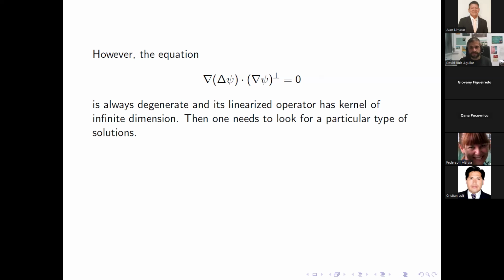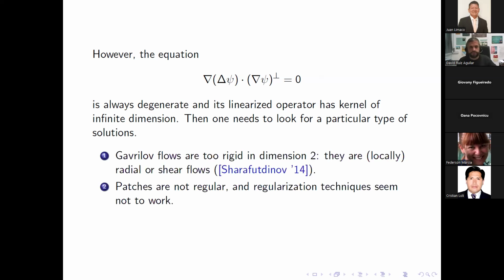Good. So what can be this specific type of solutions? Well, I thought about Gavrilov flows, in which the pressure is constant along the streamlines. Maybe one approach could be to try to do the same thing in dimension 2 and to look for solutions in this form. But it turns out that in dimension 2, Gavrilov flows are too rigid. Actually, if you want them to be compactly supported, then you only have locally radial things. So this is not good for us, because we want to find solutions which are not locally radial. And this is a result by Sharafutdinov.